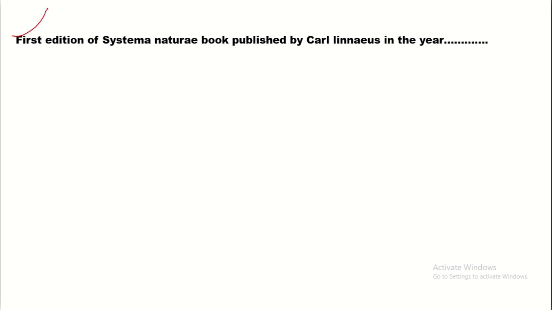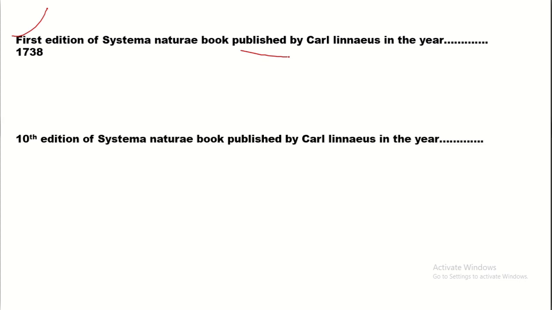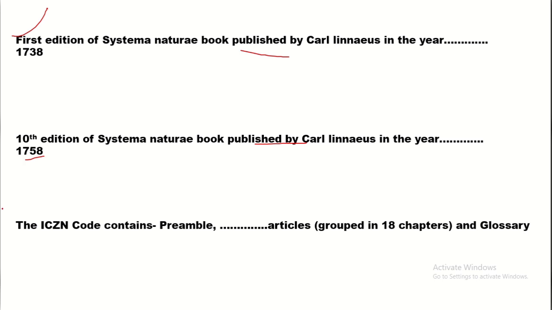The first edition of the Systema Naturae book, published by Carl Linnaeus, was in the year 1738. The 10th edition of the Systema Naturae book, published by Carl Linnaeus, was in the year 1758. The ICZN code contains a preamble and how many articles and glossary? The ICZN code contains a preamble, 90 articles and a glossary.